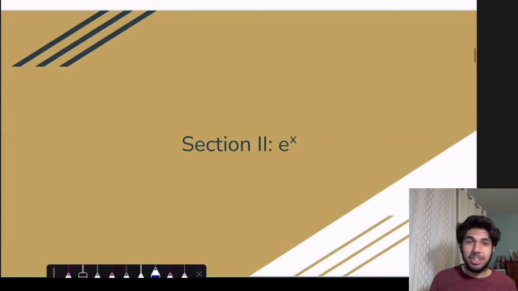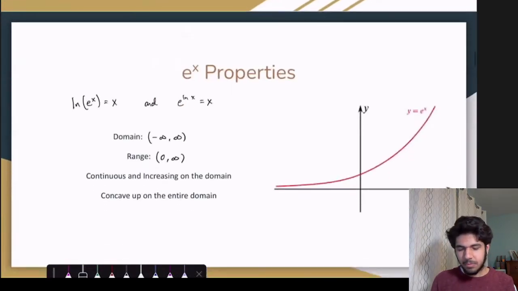Now we're going to talk about e to the x and different types of exponentials. The great thing about e to the x is that it doesn't change too much. And there are some similarities with the natural log, at least with the derivatives and integrals. But e to the x is kind of our friendly function, and we'll see why. But first, some properties about e to the x.